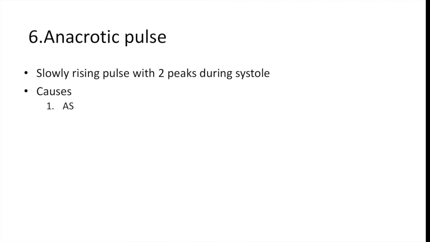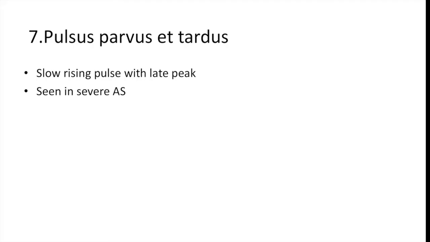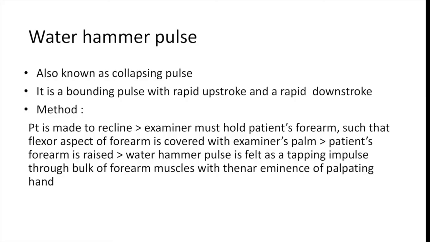Sixth is anacrotic pulse. Here there is a slowly rising pulse with two peaks during systole, seen in cases of aortic stenosis. The last one is pulsus parvus et tardus. Here there is a slowly rising pulse with a late peak, seen in severe aortic stenosis.